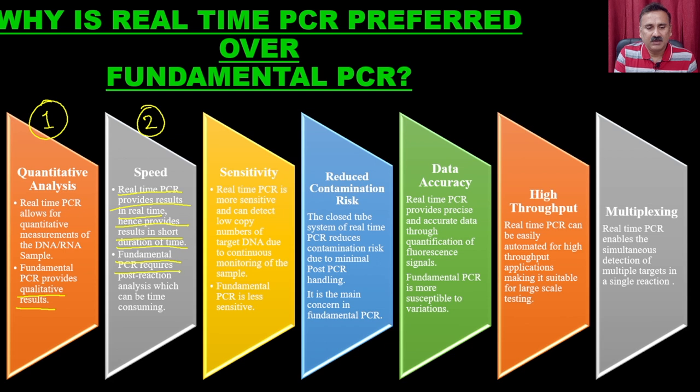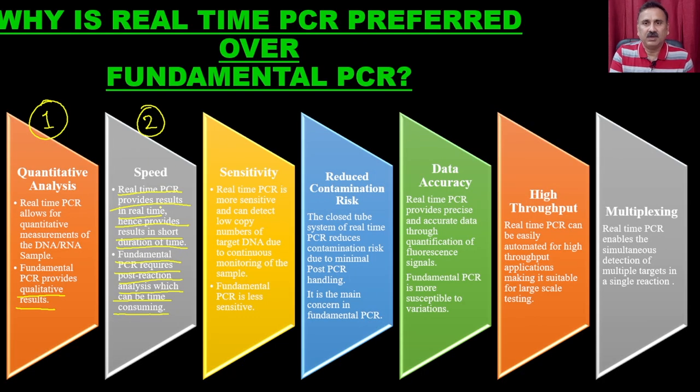Conventional PCR requires a post-reaction analysis, which can be time consuming. In conventional PCR, you are going to run the product onto an agarose gel, and then you are going to use the transilluminator and observe the DNA. Whereas in this case, the real-time PCR is going to give you information about what product is being formed.